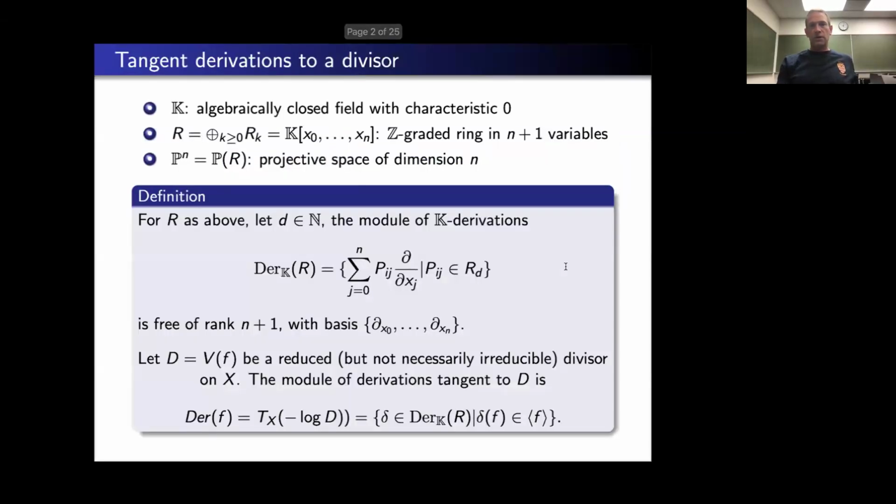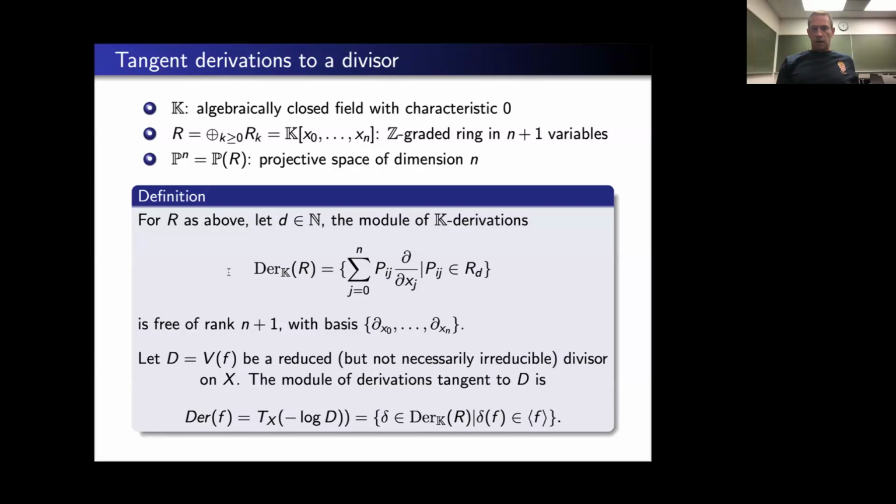Here are some definitions. We're going to be working over an algebraically closed field of characteristic 0. You can do this in a finite field, and there are lots of interesting number theoretic problems connected to this, but we're going to stay in characteristic 0. We're going to be working in projective n-space, so underlying projective space is Proj of the usual polynomial ring in n+1 variables.